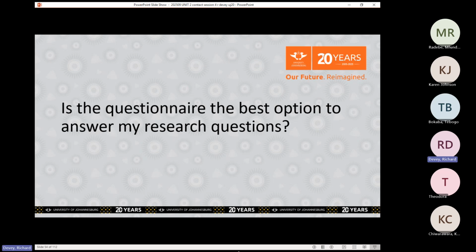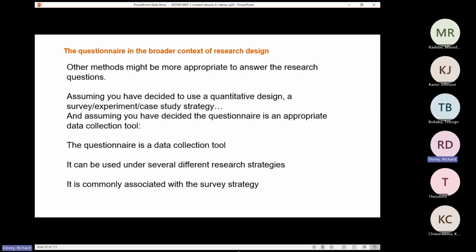Okay, so the first question, is my questionnaire the best option for answering my research question? I'm not going to spend a long time on this because we've discussed it already. It's just to make the point that other methods might be more appropriate to answer your research questions, but also bringing into that, I haven't got it on the slide here, but it might also be that the sample that you're targeting, that the questionnaire is not the best option for the sample, and it's related to the research questions, because the research questions will lead you to a sample, and so they're related.